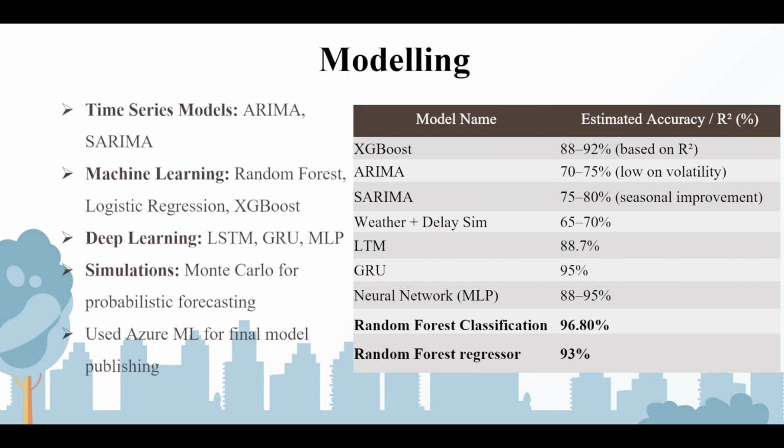In the end, we chose random forest classifier and regressor for their balanced performance and practicality. The classifier reached 96.8% accuracy, and the regressor achieved 93%, among the highest across all models tested. They were also fast to train, robust against overfitting, and offered good interpretability, which made deployment through Azure ML smooth and efficient.